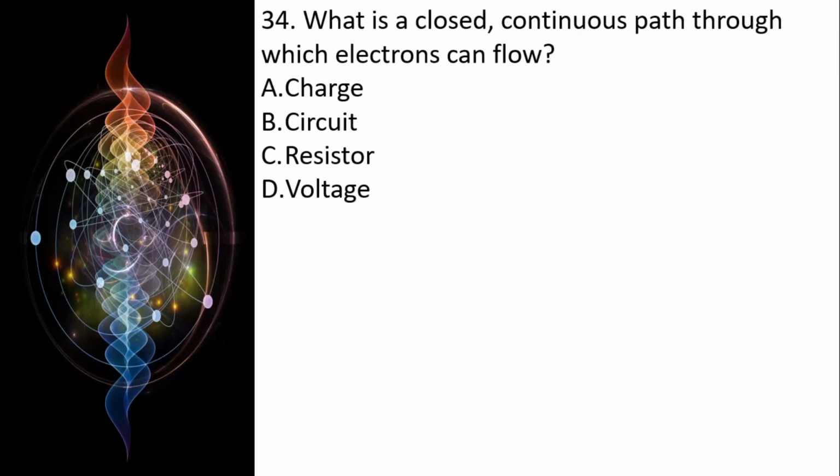34. What is a closed continuous path through which electrons can flow? It's very easy. It's circuit. Okay, circuits. It's not charge, it's not resistor, it's not voltage. It's circuit.